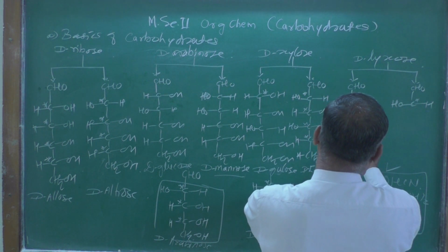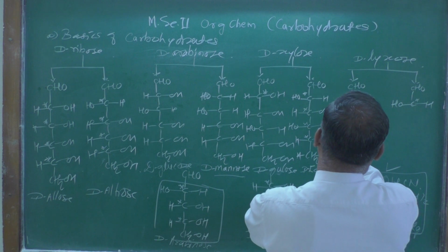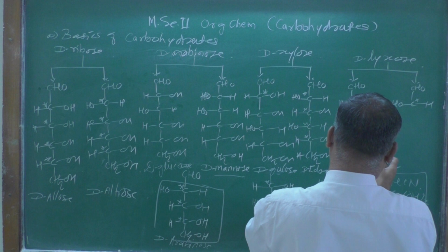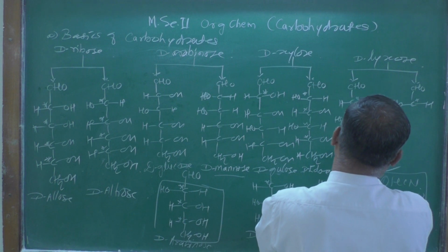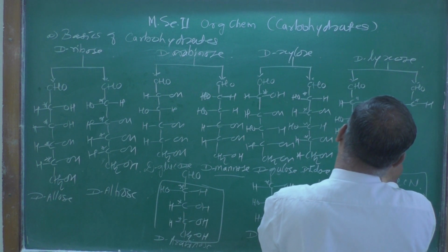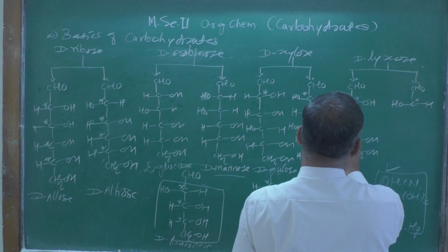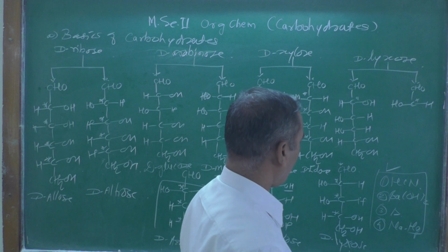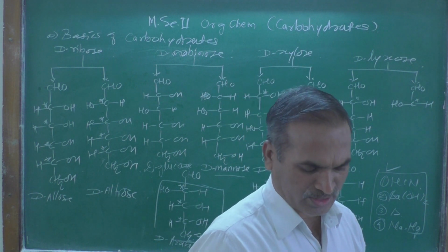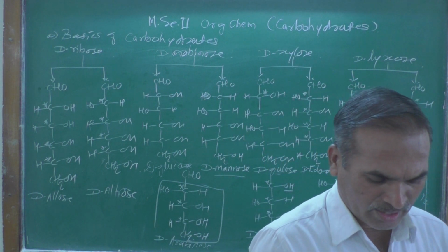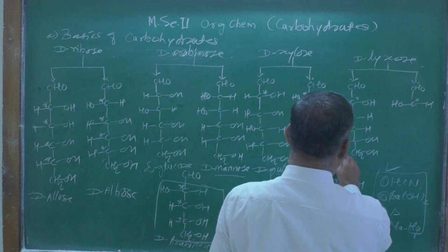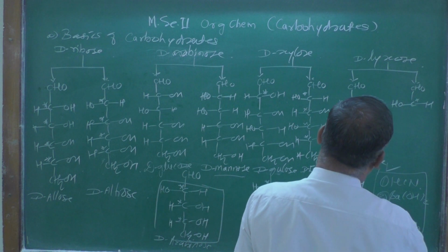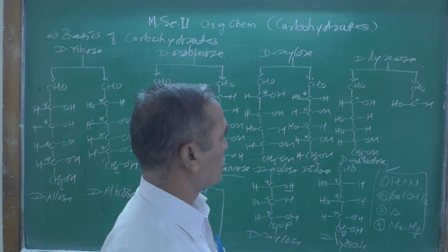Carbon atoms 1, 2 and 3. Here the hydroxy group is on the left hand side, here the hydroxy group is on the left hand side, here OH, then CH2OH. For the rest you can put the hydrogen atom, and the name of this compound is D-glucose. D-glucose, that is the name of this compound.